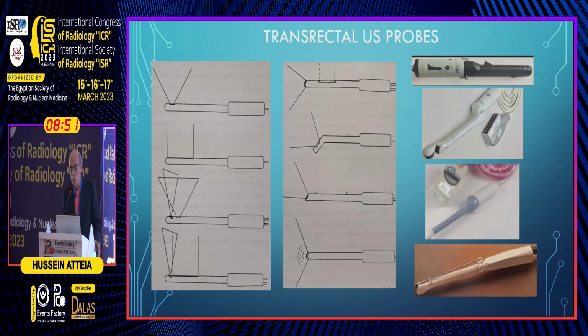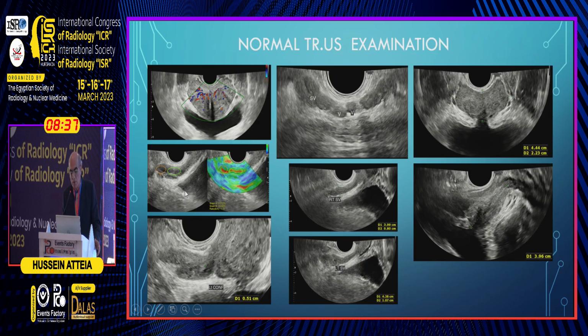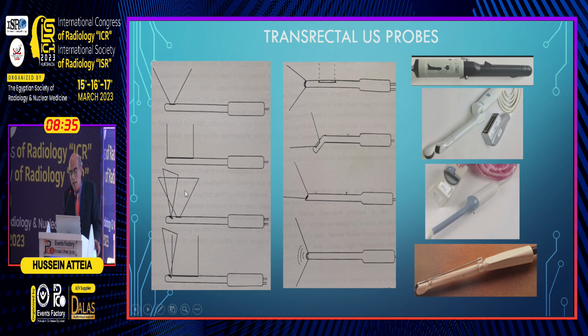Now, those are old transrectal probes I used to use in 1992 and 1993 at Boston when I did my PhD there in infertility. And those are sector probes, phased array electronic. This is a linear, this is a sector. This is a bisector and a linear and sector. Now we don't use these probes.